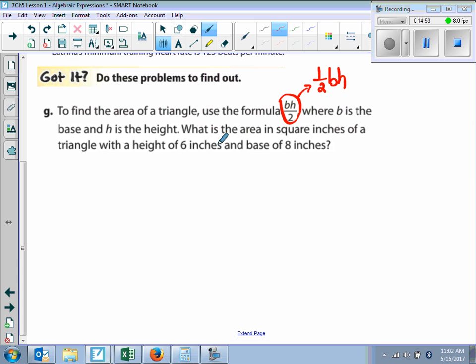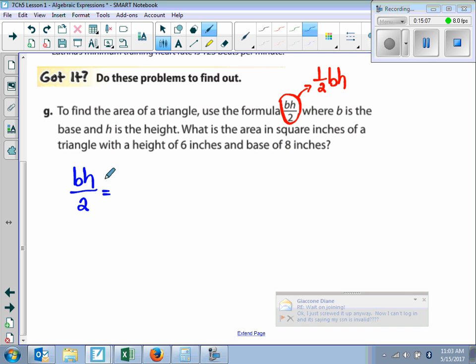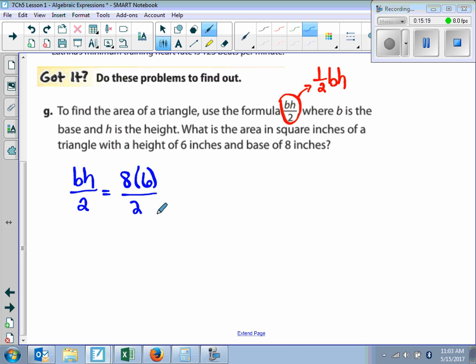It says, what is the area in square inches of a triangle with a height of 6 inches and a base of 8 inches? So we're going to write our formula, BH divided by 2. And then we're going to substitute. So what goes in for the B? 8. And what goes in for H? 6. And we're going to divide by 2. So 6 times 8 is? 48. Does everybody see that I'm working horizontally here?